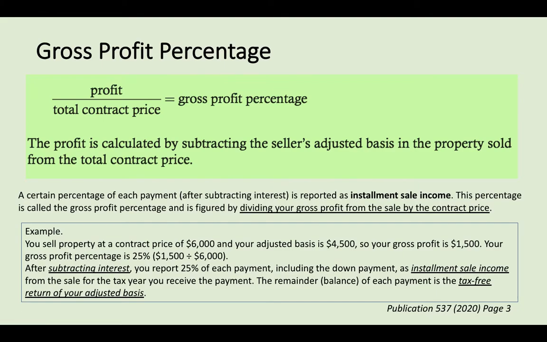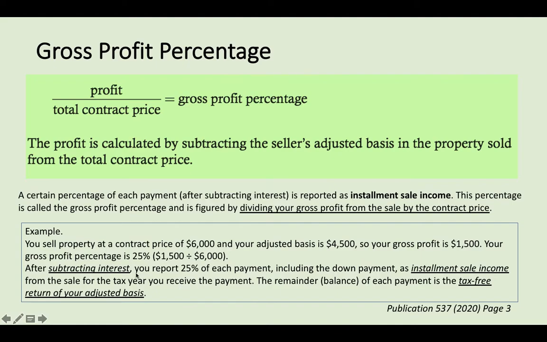They also refer to installment sales income, which is basically the gain on each installment. Here's a quick example. Say your contract price, the sales price, is $6,000. Your adjusted basis is $4,500, so your gross profit is $1,500, which gives you a gross profit percentage of 25%.